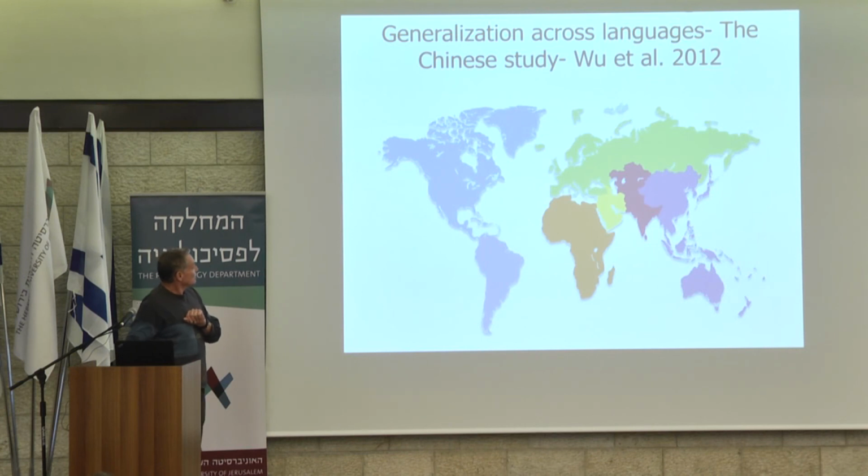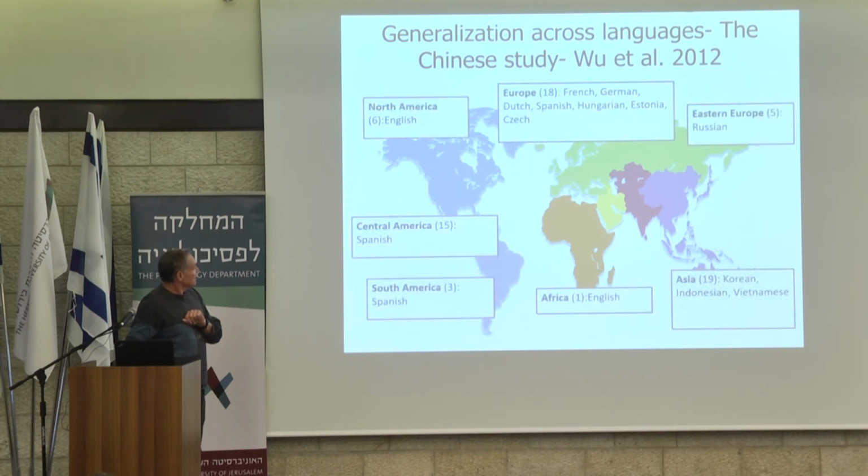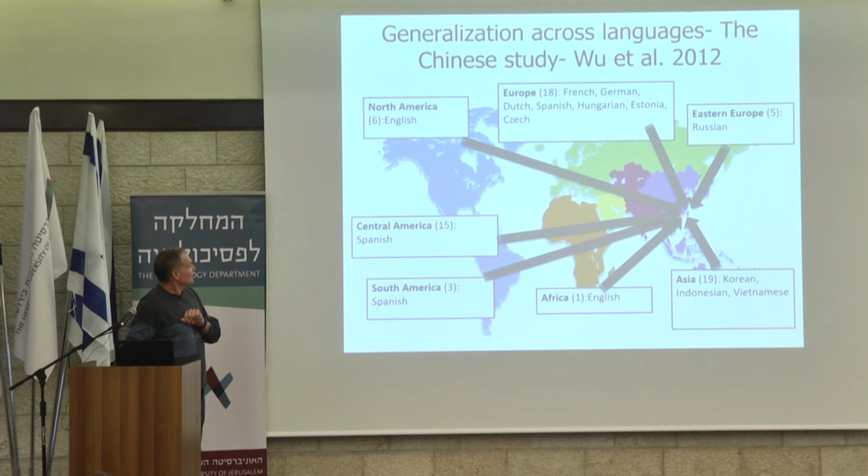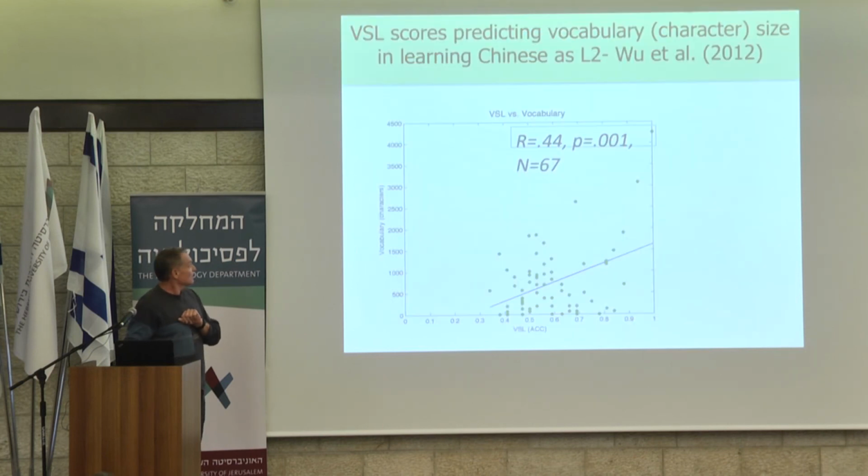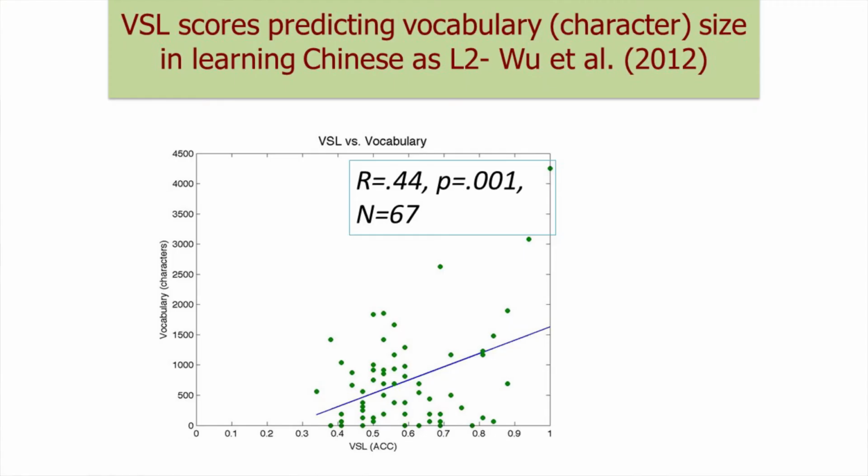This is a replication we did with our colleagues in Taiwan. All these people come to learn Chinese in Taiwan. And this is the prediction of how many Chinese characters they will learn at the end of the year, given the score in VSL.